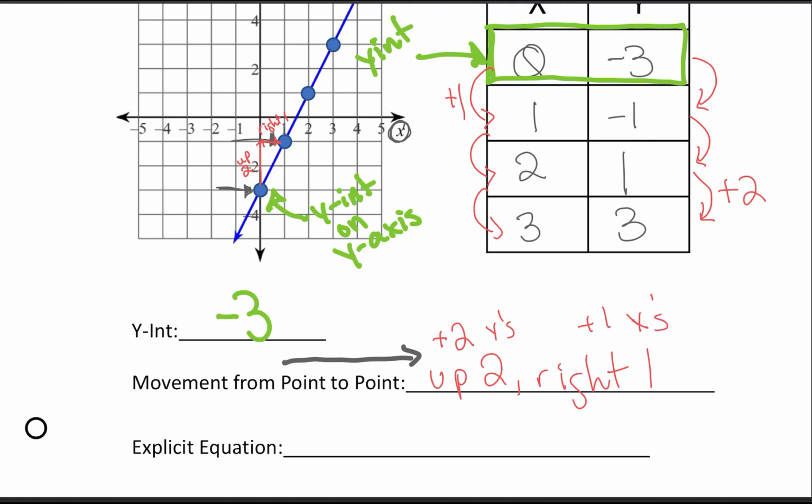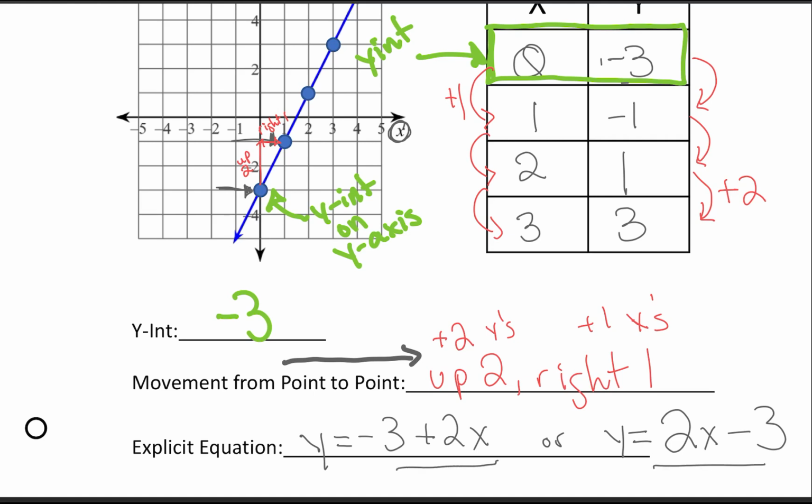If I'm going to write the explicit equation, well, I started here with negative 3 at time 0, and I'm adding by 2 as I go down. So I have y equals negative 3, adding by 2, and that's my x. Or if you write it in a different form, the other way where it's the same but flipped, we have y equals positive 2x with that negative 3. Both of those are good. Be careful. Know that you know how to go from this form to this form, okay?